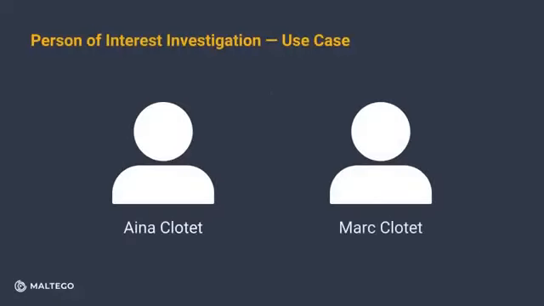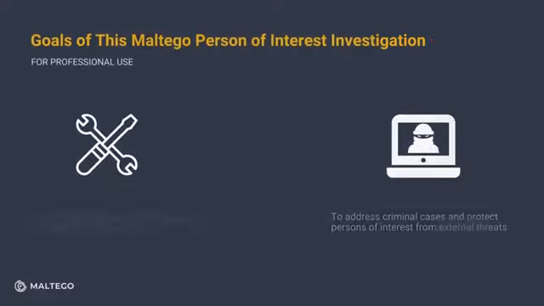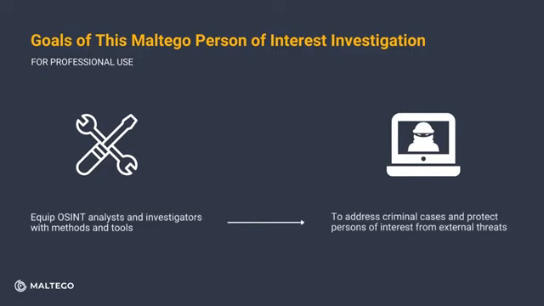We will follow the digital footprints of two public individuals, Ina and Mark Clotet, starting with their names and then pivoting into more personal identifiers. Our goal is to show OSINT analysts and investigators some practical methods and tools to use when dealing with criminal cases and protecting a person of interest from external threats. This demo is intended for professional use.